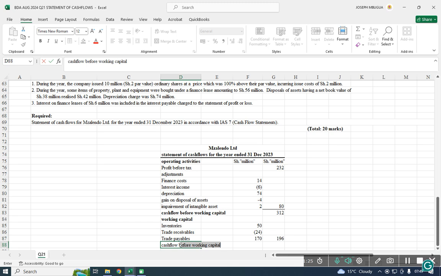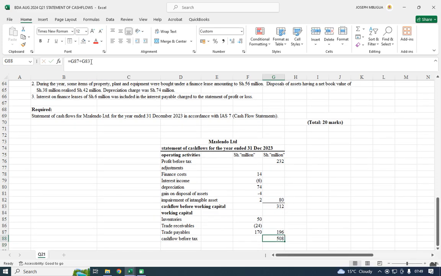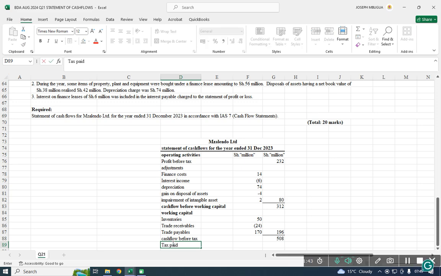Cash flow before tax. Yeah, the two of them. We add these two. I will put the top border. Then go with the tax. Tax paid. Tax that was paid.